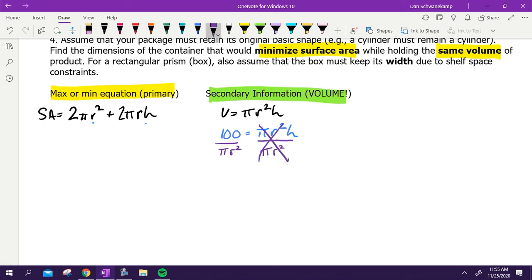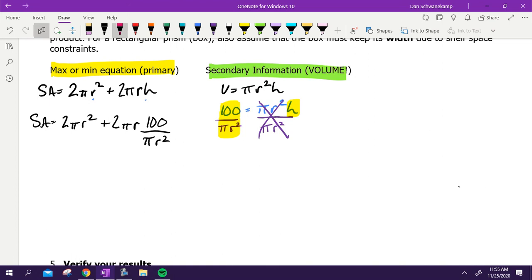That's going to cancel, leaving me just H. This is what H is. This thing right here is H. So I'm going to rewrite this surface area equation, and I'm going to plug in that thing for H. So R, and then instead of H, I'm going to plug in my volume over pi r squared. I'm going to try to simplify that, so just make it a little bit cleaner.